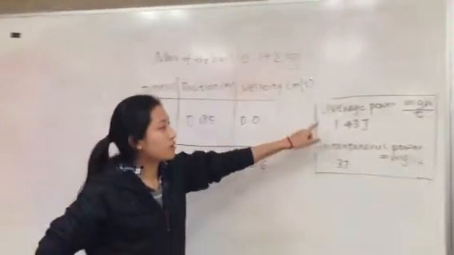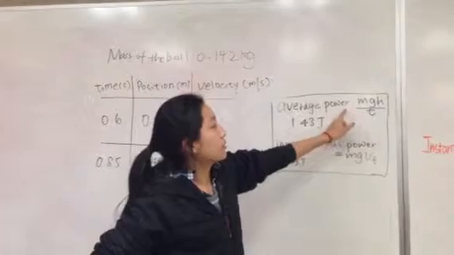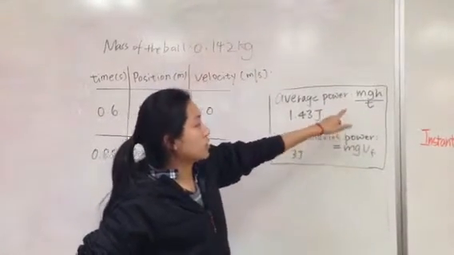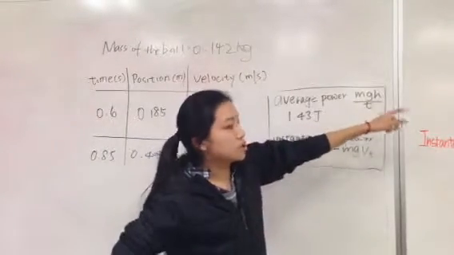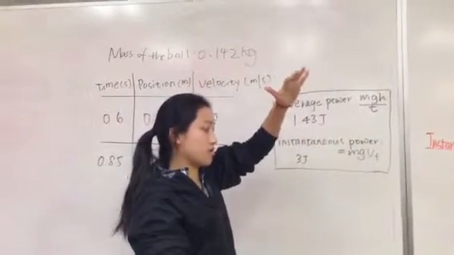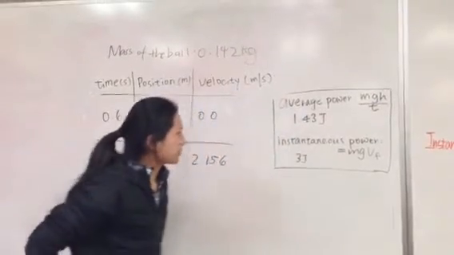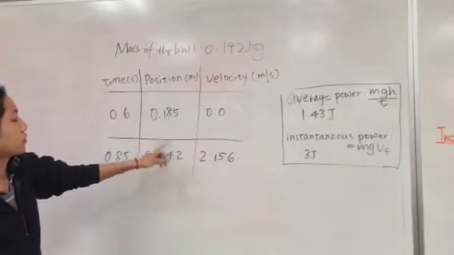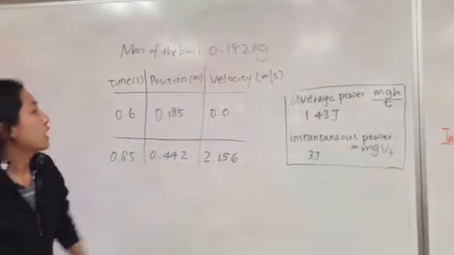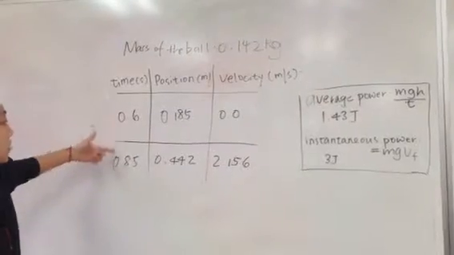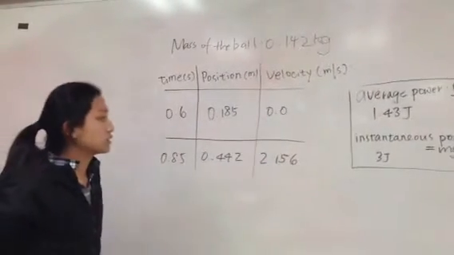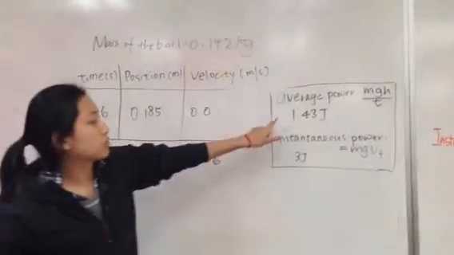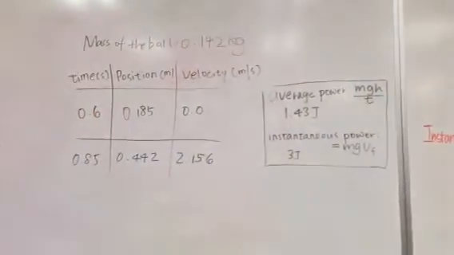So for average power, we use average power equals work over time, which is mgh. h is the distance the ball drops. So h here is the position difference, so it's 0.442 minus 0.185. And the time difference is 0.85 minus 0.6. Then we get our average power is 1.43 joules.